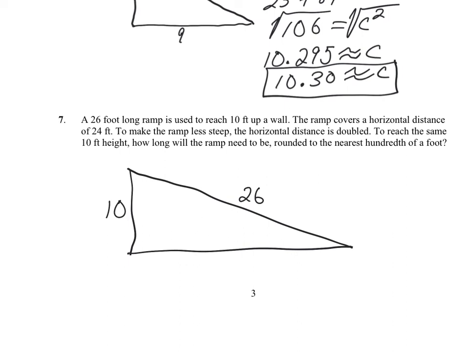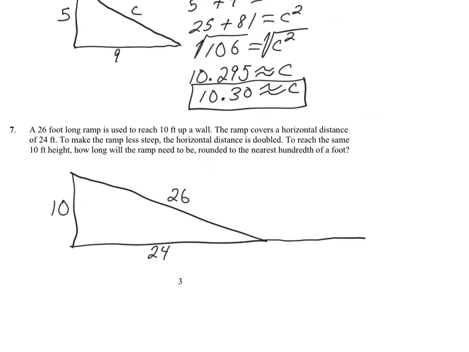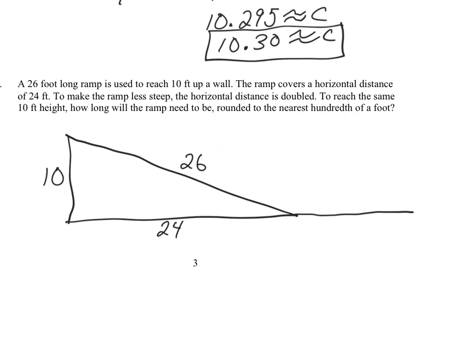The ramp covers a horizontal distance of 24 feet. To make the ramp less steep, the horizontal distance is doubled. To reach the same 10-foot height, how long will the ramp be? So right now we have this. We want to double that distance. So I'm going to move the page a little bit so we can show double that distance out. So instead of 24 feet, we're going to have 24 plus 24, or 48 feet total.